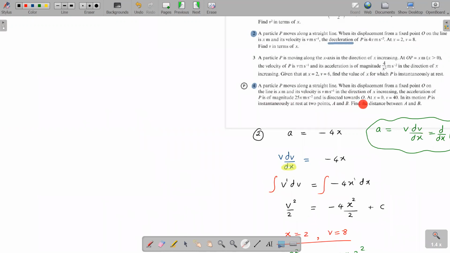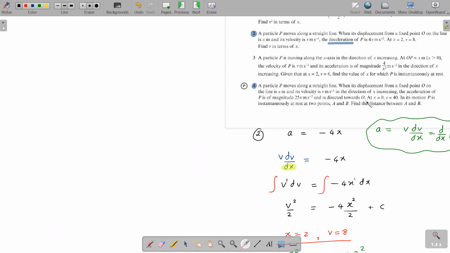Okay. So I think we did not come across any question where we saw this kind of a word, right? Did we? No. Now, what are they saying again? The particle is moving along a straight line. Its displacement is measured from the fixed origin, no. Okay, and its velocity is v and direction of x is increasing. Now the last part, look at this section. The acceleration of P is of magnitude 25x. The magnitude is given to you, 25x, and is directed towards O.